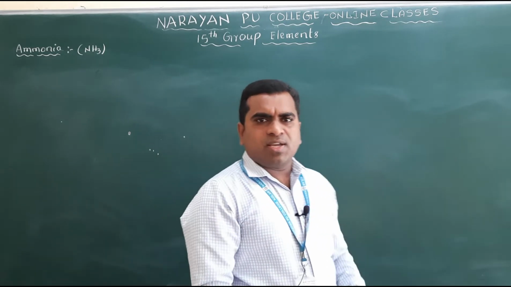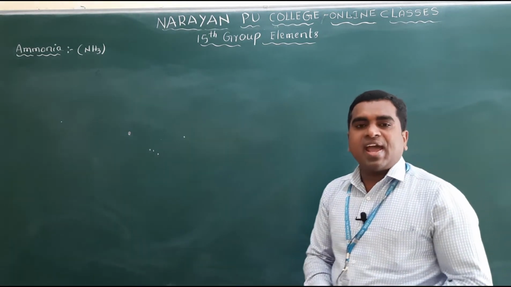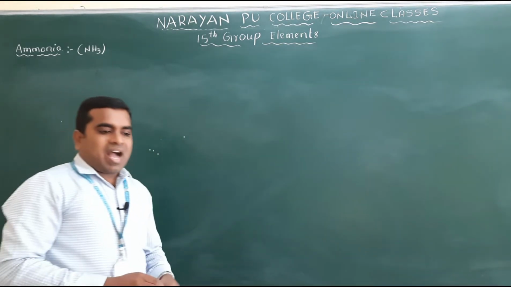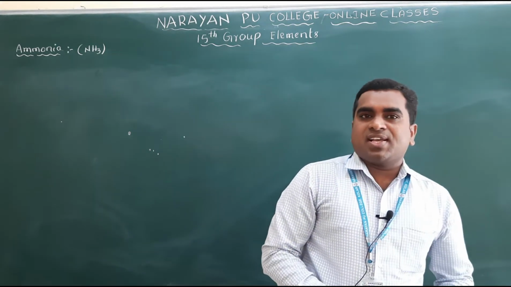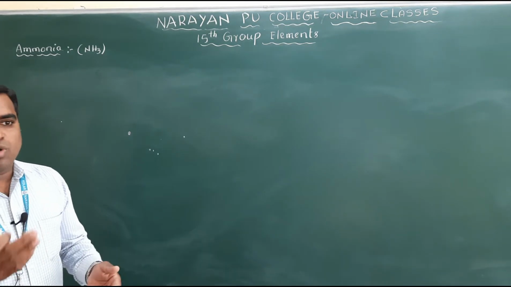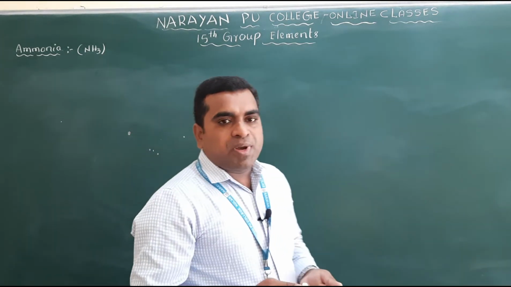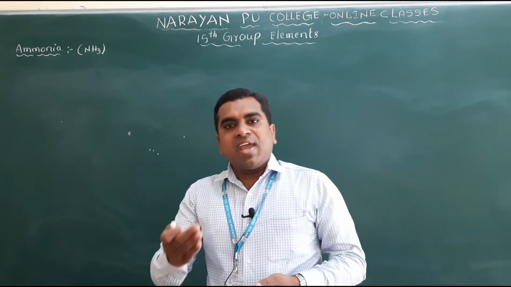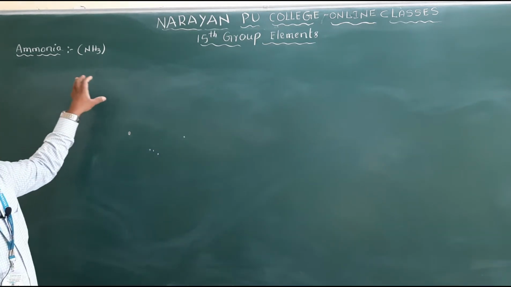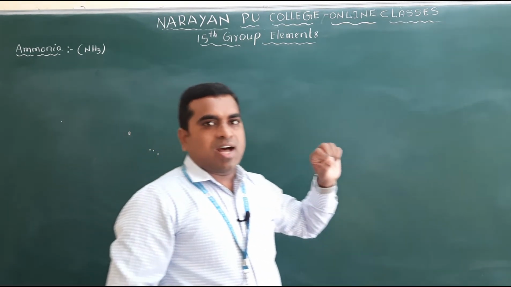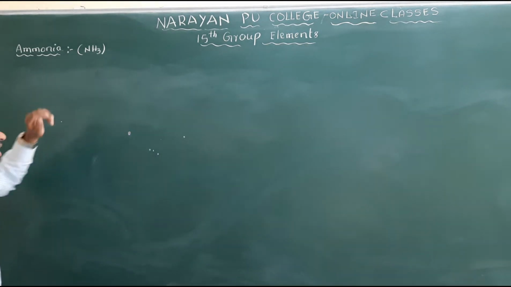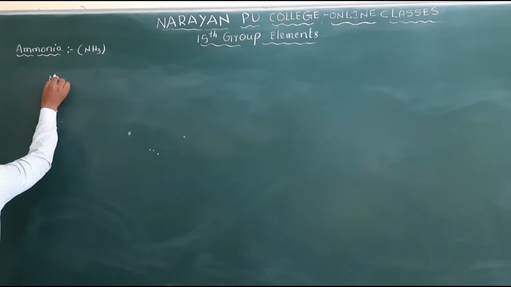So ammonia is present in air and soil, where it is formed by decay or decomposition of nitrogenous organic compounds or organic matter like urea. Ammonia is present in small quantities in air and soil. How is it present? Because the decay of nitrogenous compounds present in the soil and air decomposes and gives ammonia. So you know urea, what is the formula of urea?